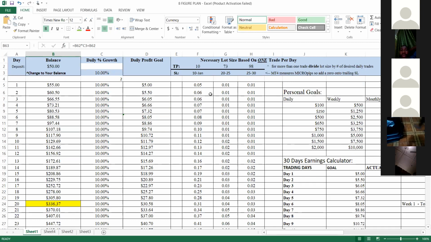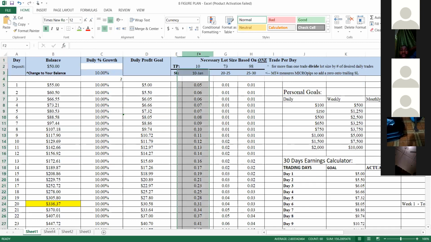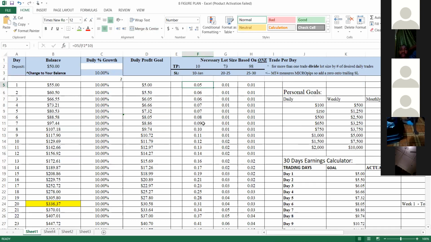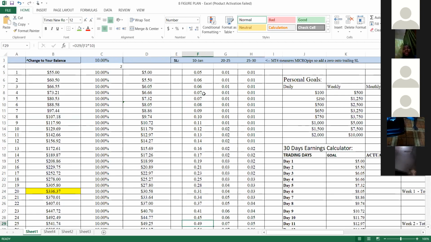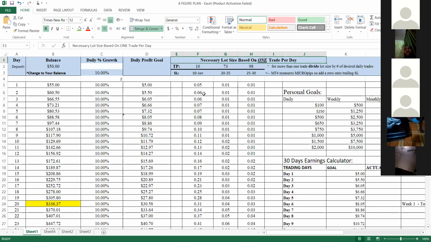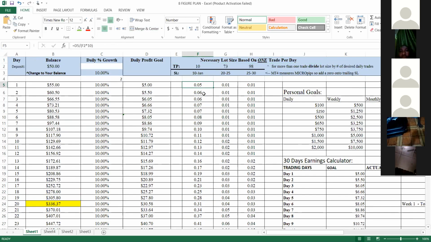Column F shows you the lot size you'll be using every day. Day one, you're going to use 0.05 for your $50. Day two, 0.06. Day three, same. Day four, 0.07. Day five, 0.07. You keep on. The only thing you'll be changing every day is the lot size. It will be good if you can print this and put it in your office or where you normally trade. The only thing we'll be focusing on is 10 pips per day.